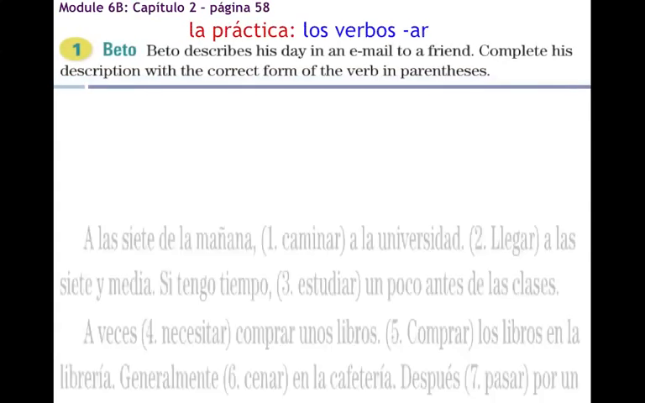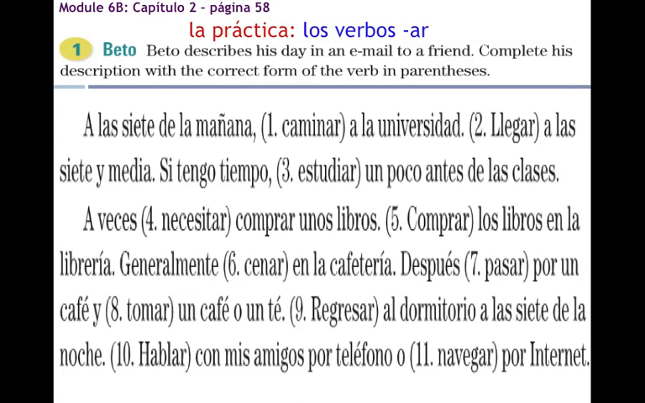Un poco de práctica. Beto describes his day in an email to a friend. Complete his description with the correct form of the verb in parentheses. So as I read along, I'll pause, and all of these are going to be in the yo form because Beto's describing his day. A las 7 de la mañana, camino a la universidad. At 7 in the morning, I walk to the university. Go ahead with the next one. Llego a las 7:30. I arrive at 7:30.